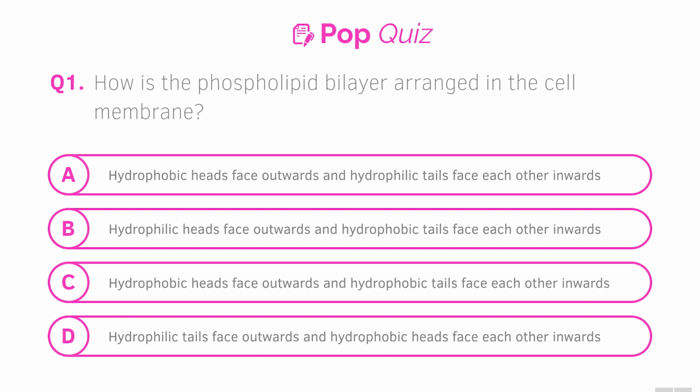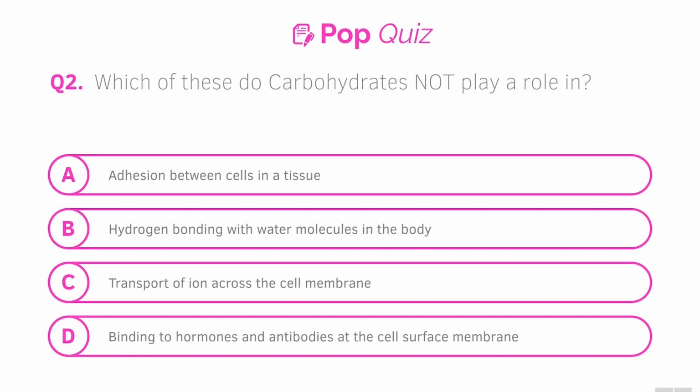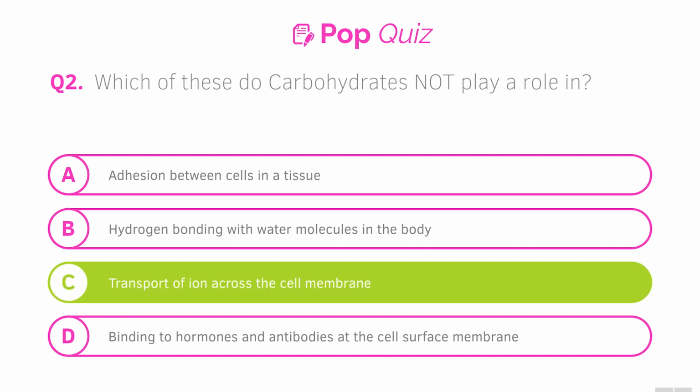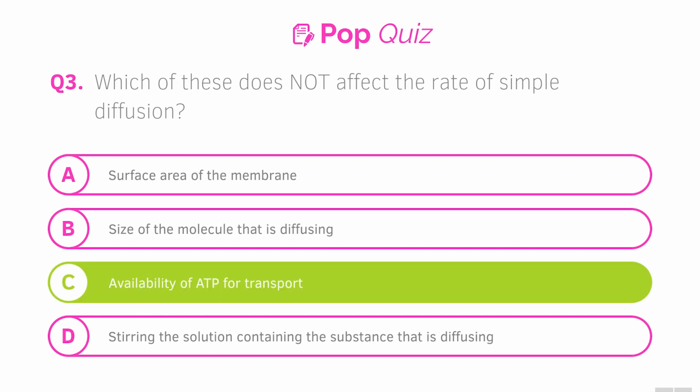How is the phospholipid bilayer arranged in the cell membrane? In the bilayer, the hydrophilic heads will face outwards and the hydrophobic tails will face inwards. Which of these do carbohydrates not play a role in? Transport of ions across cell membranes is one of the only things that carbohydrates cannot do. Finally, which of these does not affect the rate of simple diffusion? ATP is not required for simple diffusion, therefore it cannot affect its rate.